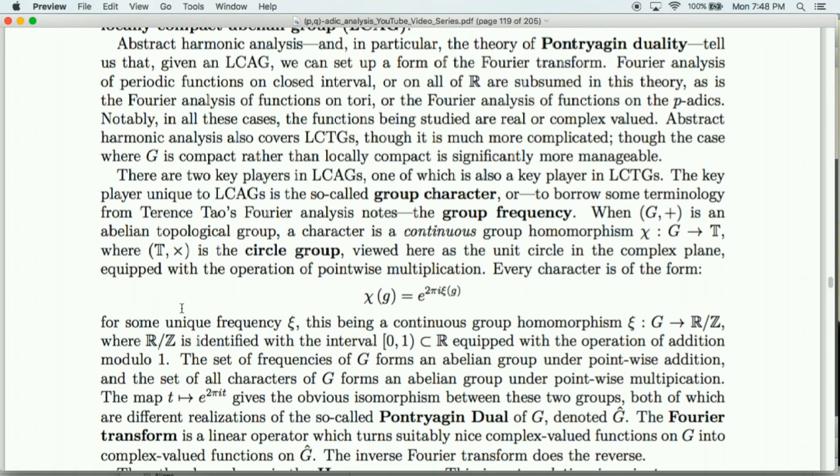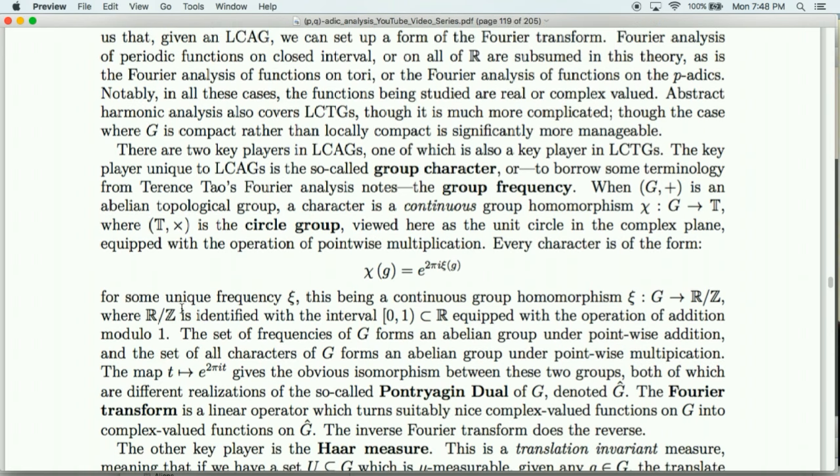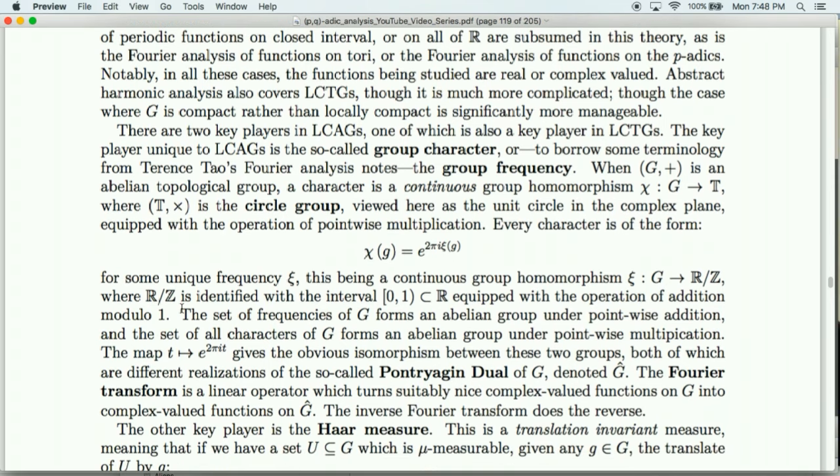The key player unique to LCAGs is the so-called group character, or to borrow some terminology from Tao's Fourier analysis notes, which are great, the group frequency. When G, written additively, is an abelian topological group, a character is a continuous group homomorphism from G to the circle group, which we view here as the set of complex numbers with absolute value 1, so it's e to the 2 pi i t for some real number t.